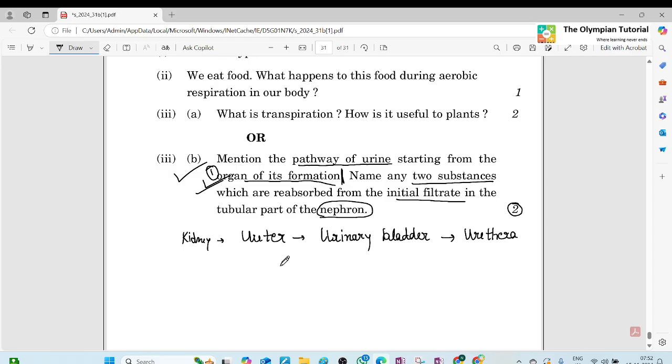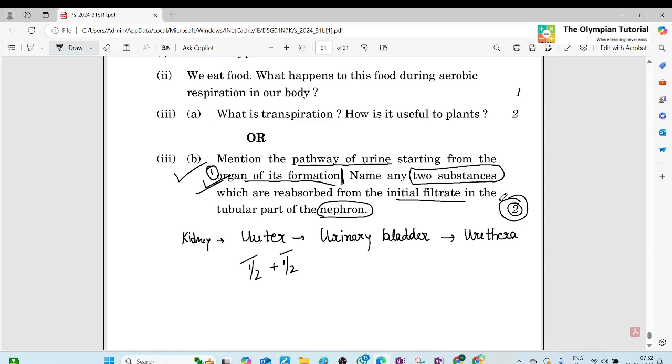What is nephron? The filtering unit of the kidney. Filtering unit of the kidney, and here two substances you have to give, which is of half marks. In this way this question is complete, full 2 marks. Let me know two substances. Water and glucose.